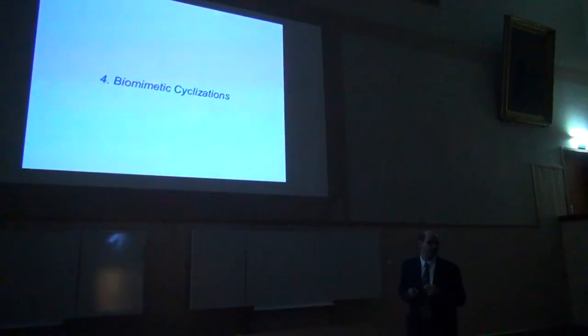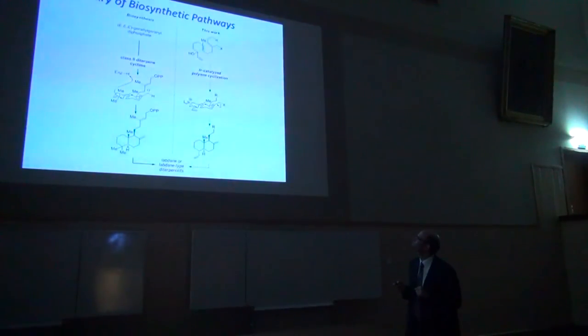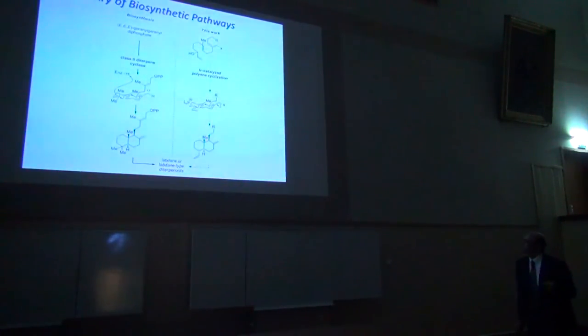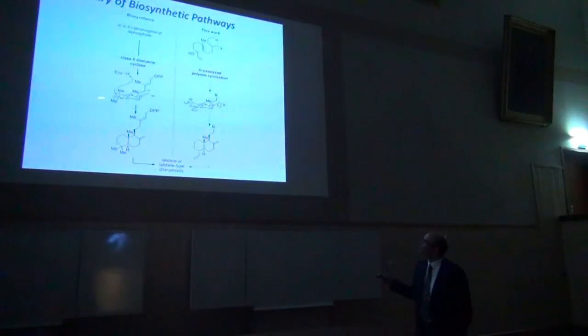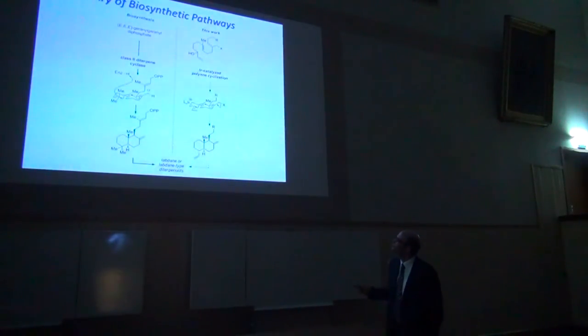And this is work that's ongoing in the group, but I want to show you one example that we've recently published in this area. And that involves the synthesis of labdane-type diterpenoids. These are diterpenoids that have been studied extensively in terms of the biosynthesis. It's largely believed that geranylgeranyl diphosphate, through the intervention of a class II cyclase, gives rise to these complicated structures.